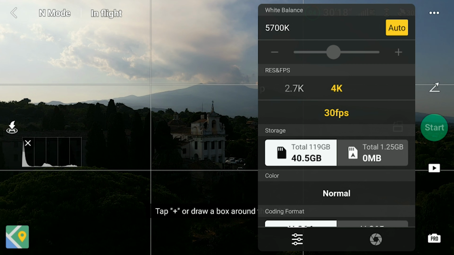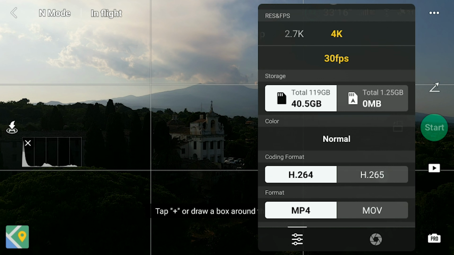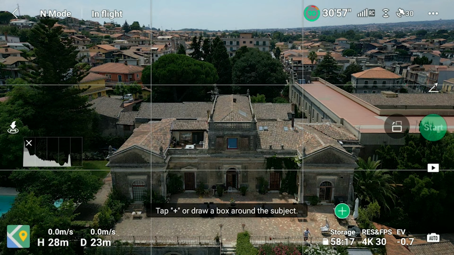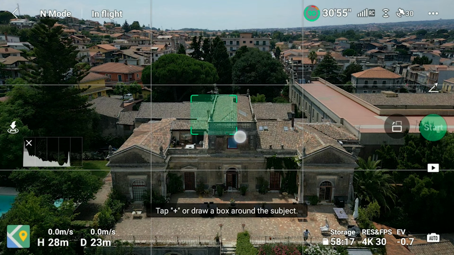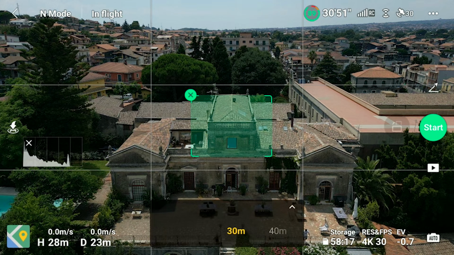The only frame rate available is 30 frames per second. We don't have a choice of color mode, normal is the only one available. So there are some limitations in terms of videography, but it is still possible to use them for some interesting footage. After having chosen a specific shot, we must select a target by drawing a box around it.